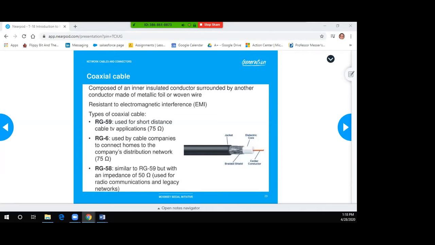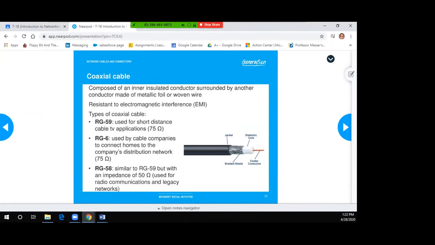And the RG58, similar to the RG59, but with an impedance of 50 ohms, used for radio communications and legacy networks. Okay, thank you. So this one here, the RG58, is the one that I always kept on crying about. That's on the bus. That's the coaxial cable that if you don't read 50 ohms and you only read the 25, it basically tells you that that's the location that is bad.